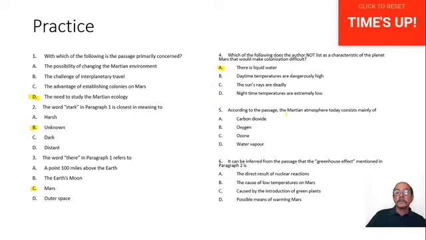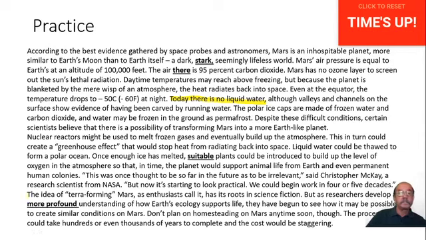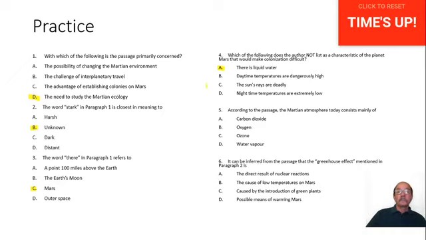Okay. According to the passage, the Martian atmosphere today consists mainly of the Martian atmosphere. Air pressure is equal to Earth. So the air there is 95% carbon dioxide. Mars has no ozone layer to screen whatever. All right. So obviously the answer would be this one.